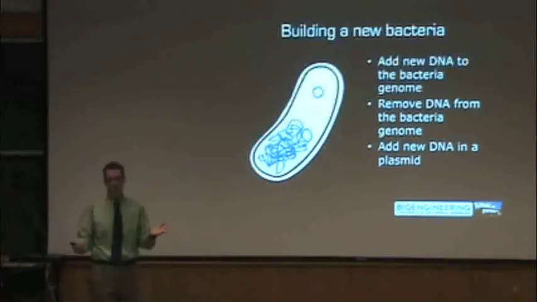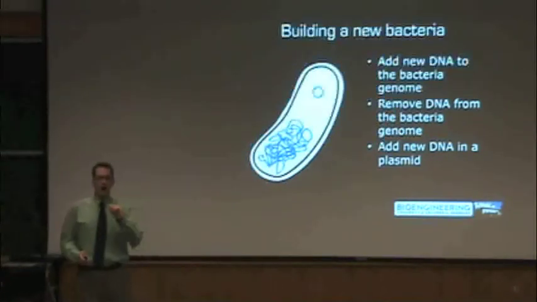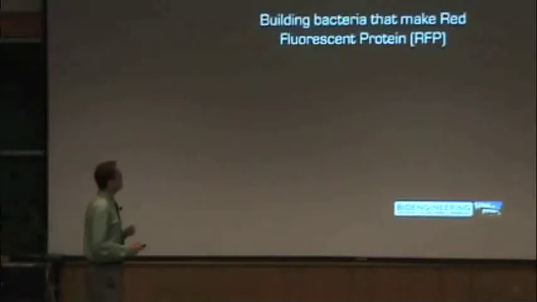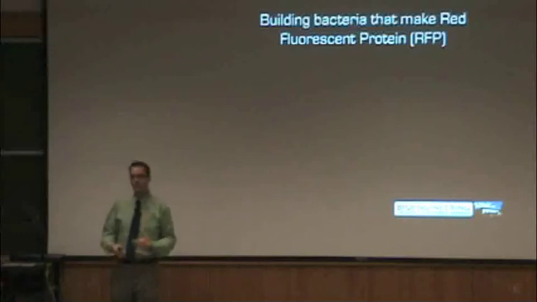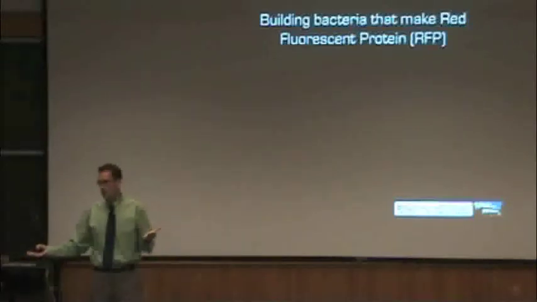Okay. So a specific example is, what would I do if I wanted to build bacteria that make red fluorescent proteins? Red fluorescent protein is based off of a jellyfish protein. Basically, you hit it with black light, and it glows.